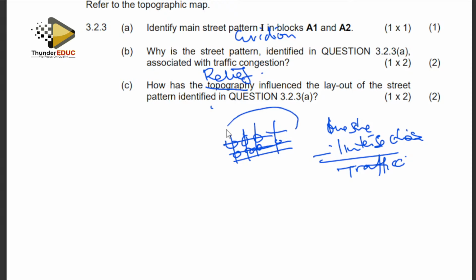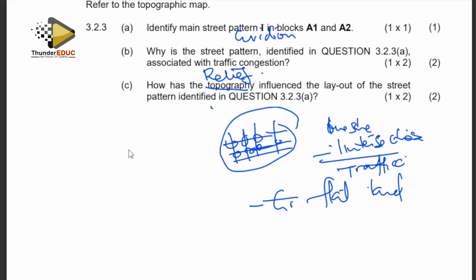Remember, for the streets to be straight, going through from one end to another end, it always takes place where the gradient is flat. So the main reason why we have this kind of street pattern is because of the flat land. The flat land helps in the easy construction of those roads to be one way.